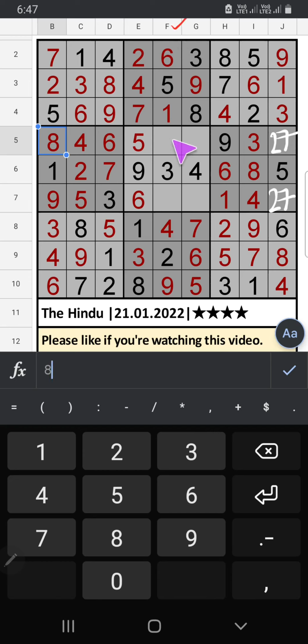Column F, 2 numbers are remaining, 7 and 8. Fifth row we have 8, so 8 can't come in this cell, then 8 is confirmed here, then 7 is here. Since 7 is here, so 7 can't come in this cell, so 7 is confirmed here, then 2 is here. Column G, only 2 numbers are remaining, 1 and 2. Fifth row we have 2, so 2 can't come in this cell, then 2 is confirmed here, then 1 is here.